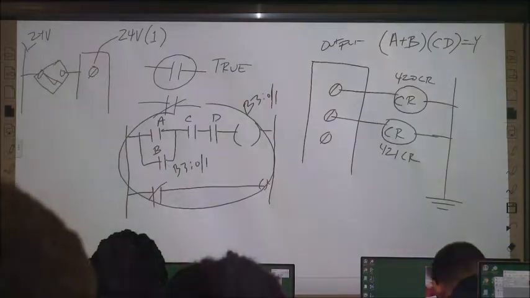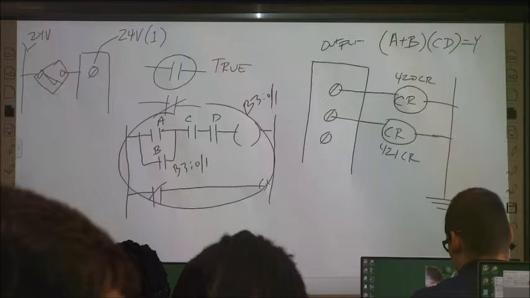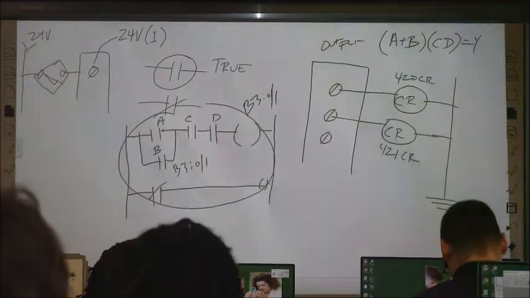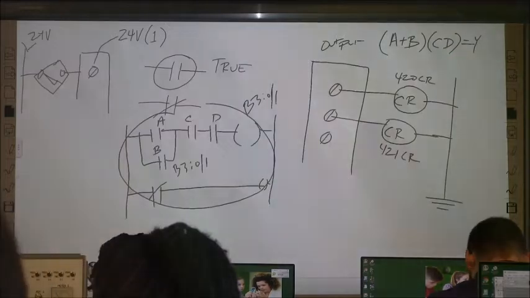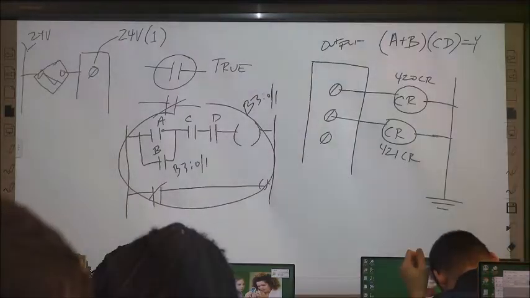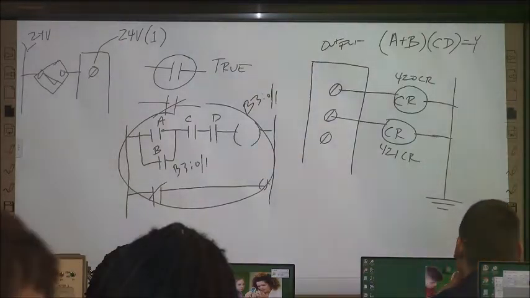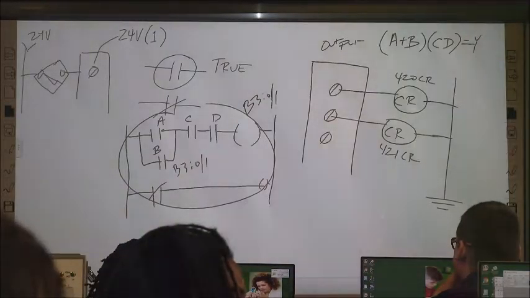Fitzgerald. All you. What, huh? I'm lost. Which problem? 14. Thank you. 14, write the Boolean equation for the following logic gate circuit and design the PLC logic. Got it, right on the board.